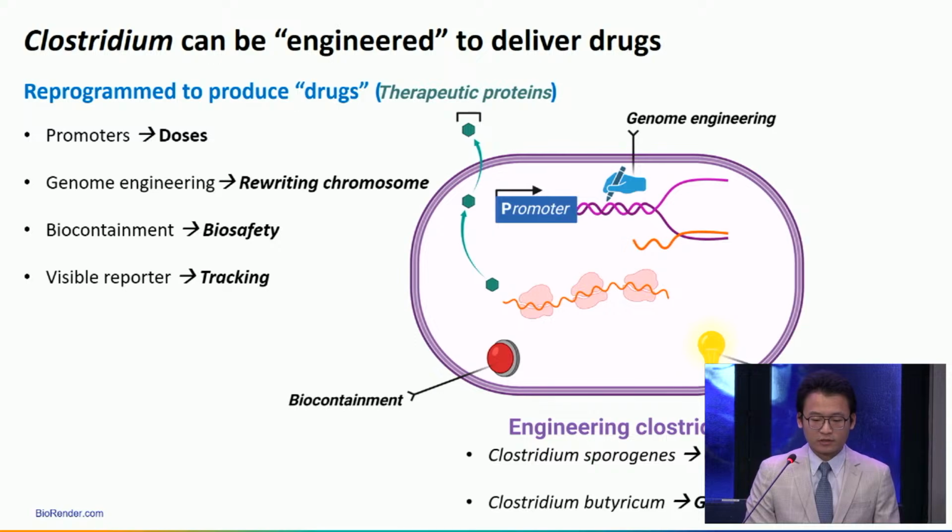As shown in this figure, Clostridium can be reprogrammed to produce drugs by using different promoters for variable drug doses and efficient genomic engineering tools for rewriting chromosomes as we want. In addition, there are some requirements for live biotherapeutics, with incorporation of biocontainment elements for biosafety and regulatory purposes, and a visible reporter for effective tracking of engineered Clostridium cells.